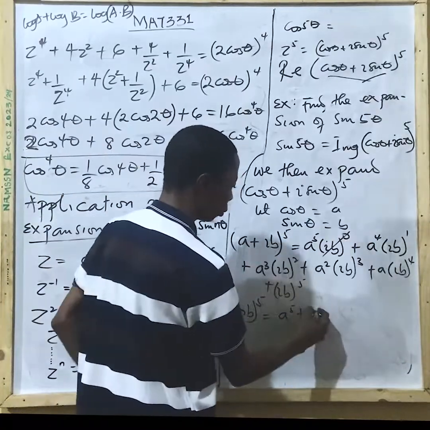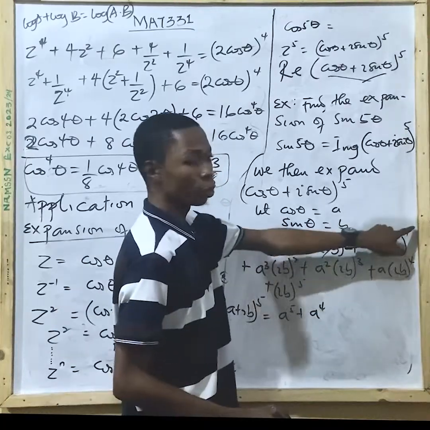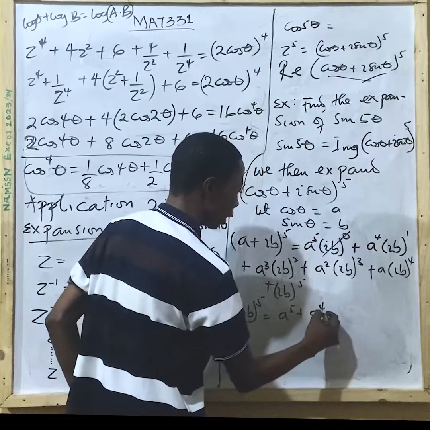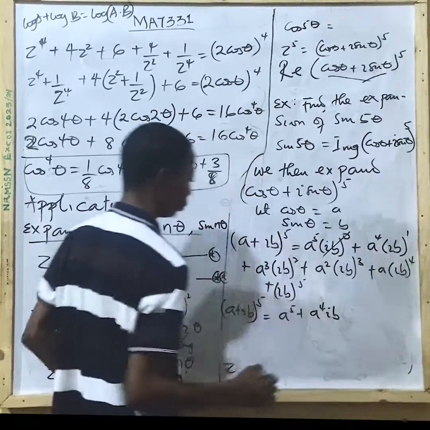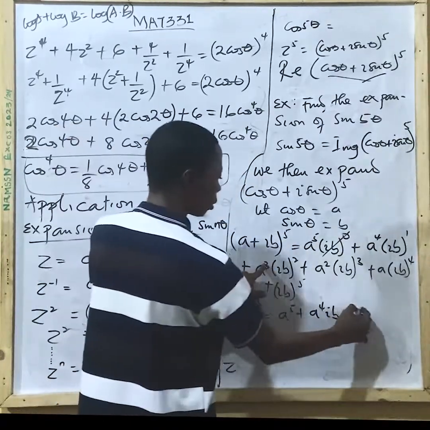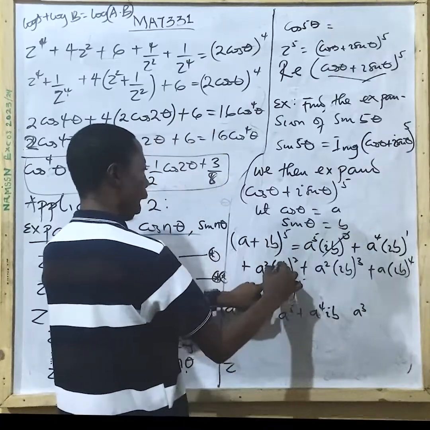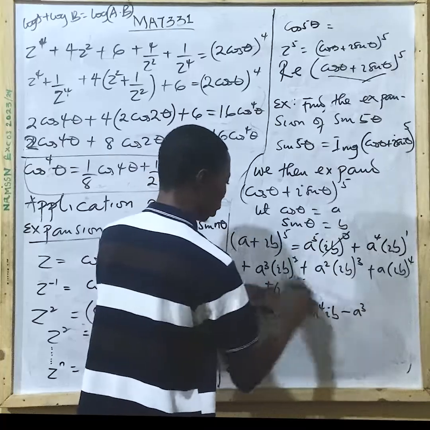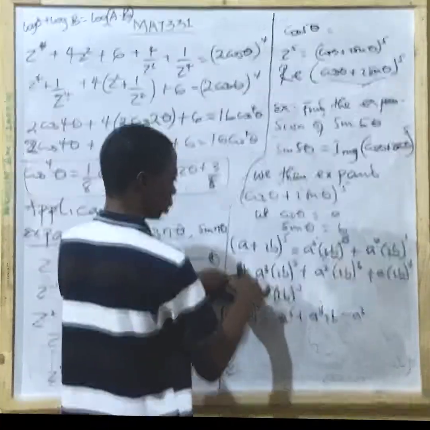A raised to power 4 is A raised to power 4. I raised to power 1 is I. B1 is B. So this will be A for IB. A raised to power 3 is A raised to power 3. Now, I squared from our iota, I squared is what? Is minus 1. So that minus will change this one to minus.